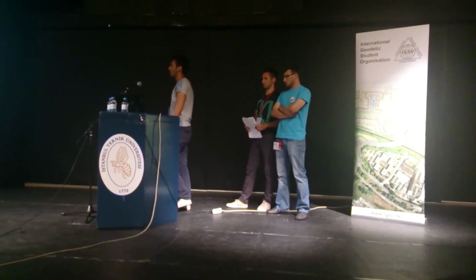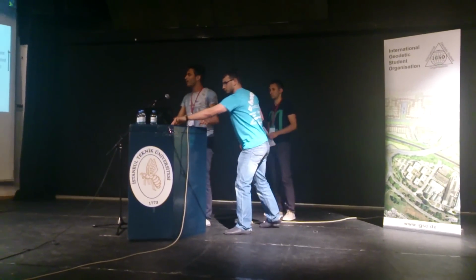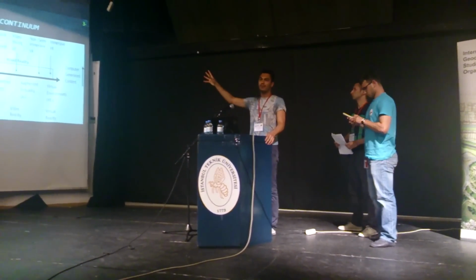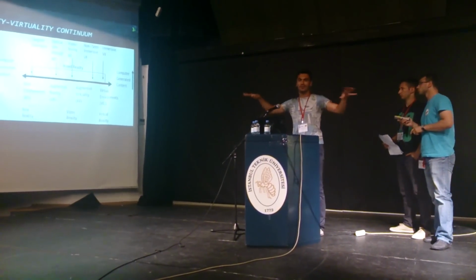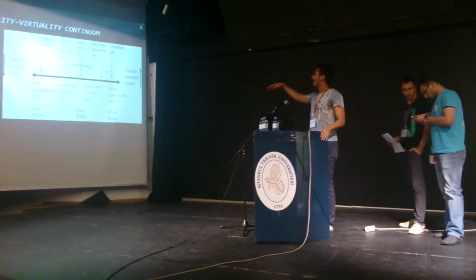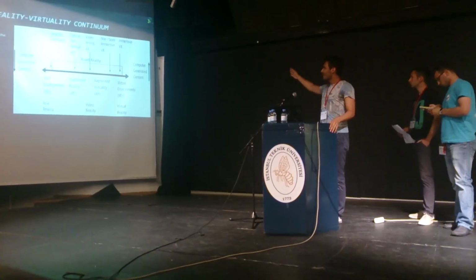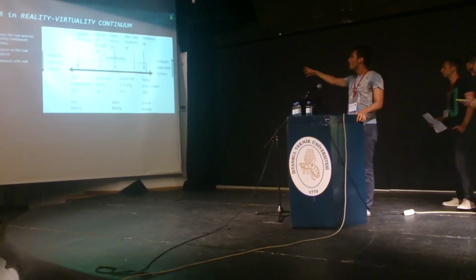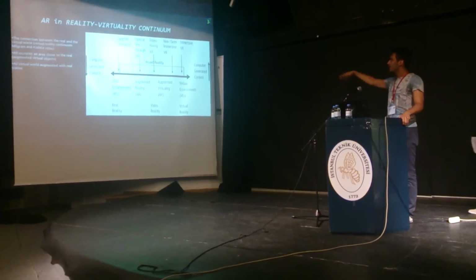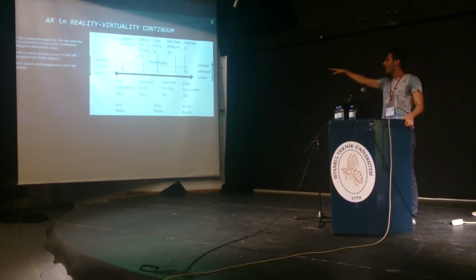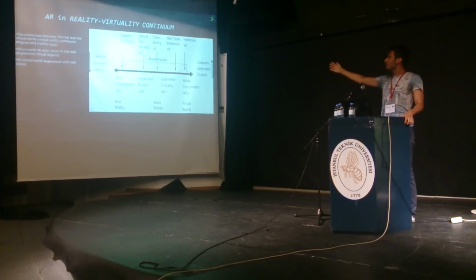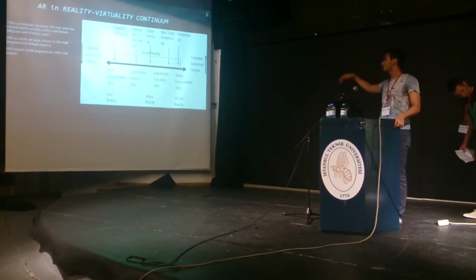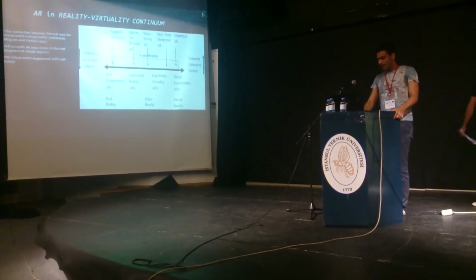So you see one line, and on the left side is a real environment. So for this, we are now in a real room, and the right side is a virtual environment. So augmented reality is in the middle of this line. Augmented reality is near to the real environment, and augmented virtuality is nearer to the right side.